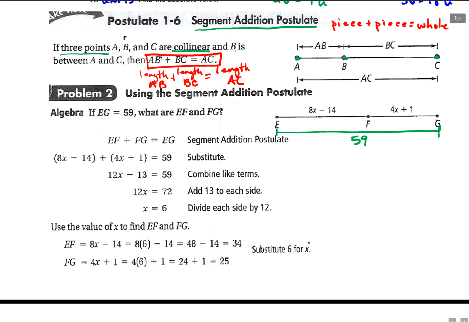And I know that piece plus piece equals whole. That's my segment addition postulate here. So I have my segment addition postulate. I substitute in my values. I do basic algebra, combine like terms, and I end up with x equals 6. Now we were asked, that's nice to know, but we were asked to find the length of EF and the length of FG. So what I'm going to do is substitute x back into my expressions for the length of those pieces, and we get EF is 34 units and FG is 25 units.